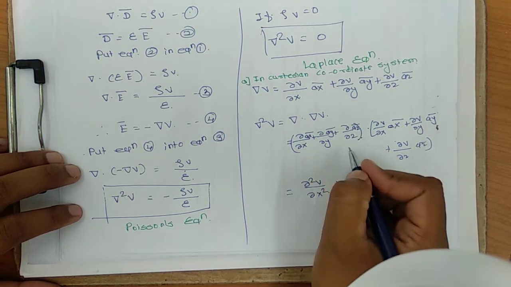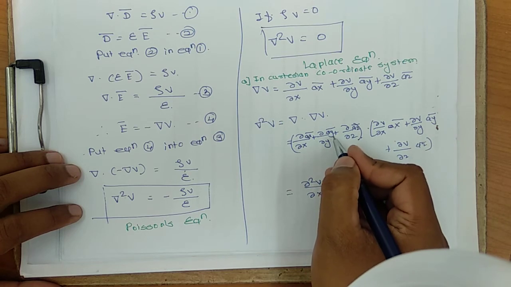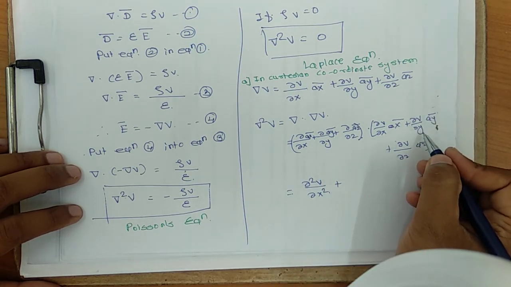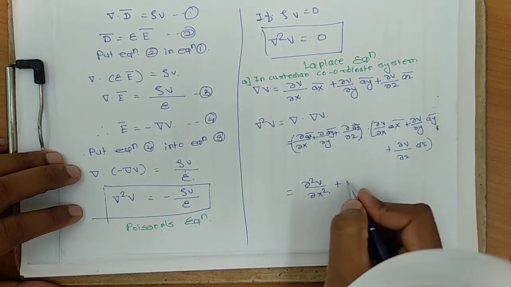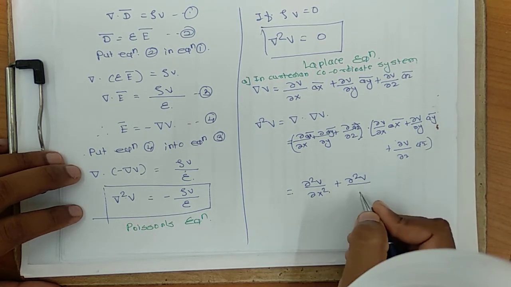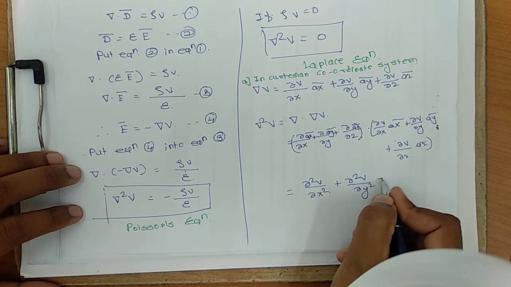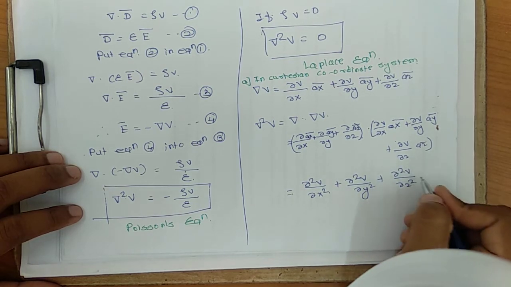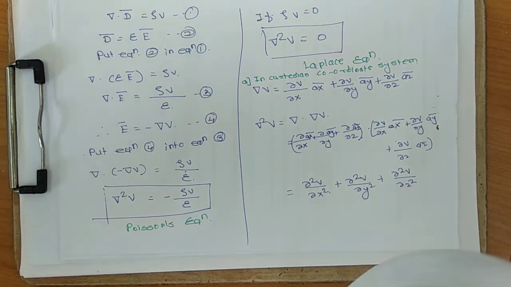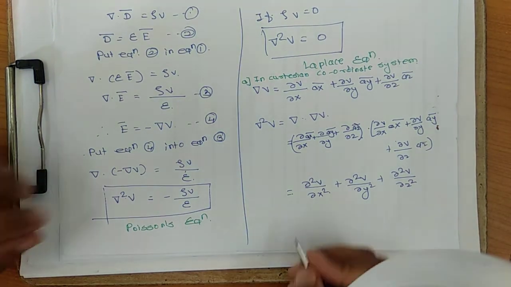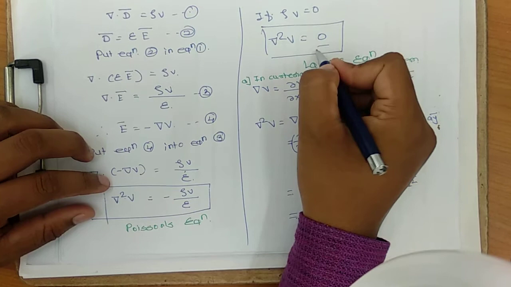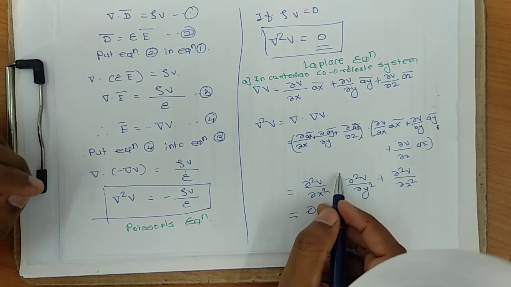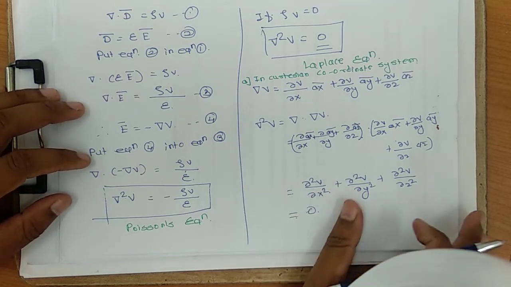Plus similarly for ∂/∂y ay bar, you only have to multiply with ∂v/∂y ay bar, so that is 1. So that is ∂²v/∂y², and the last is ∂²v/∂z². So that is equal to what? That is equal to 0. So that is the representation of the Laplace equation in the Cartesian coordinate system.